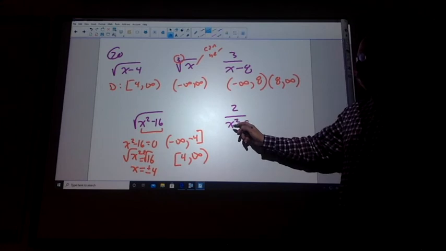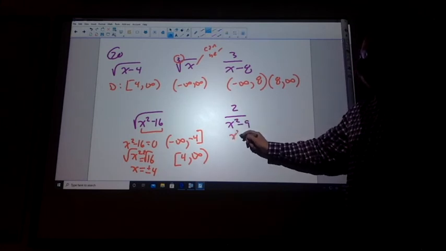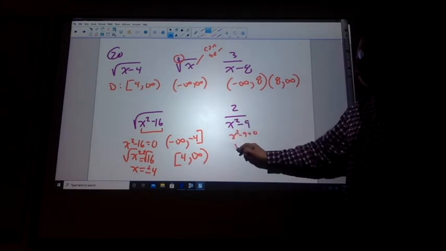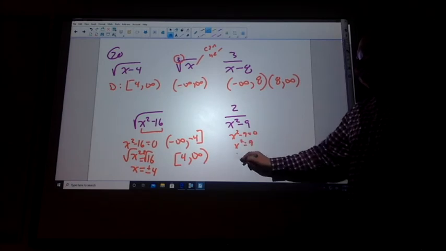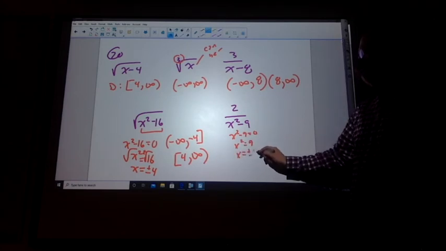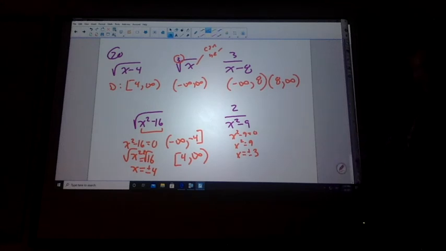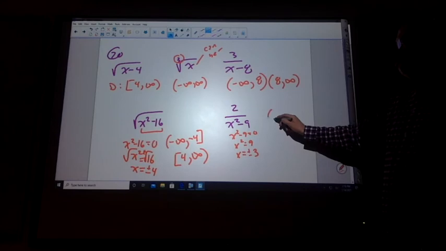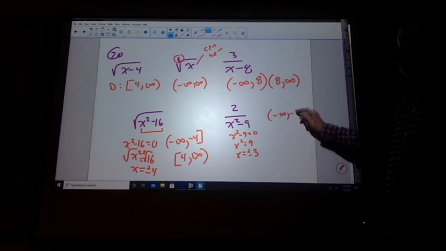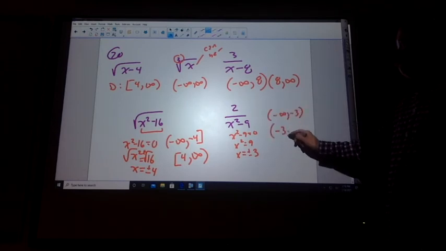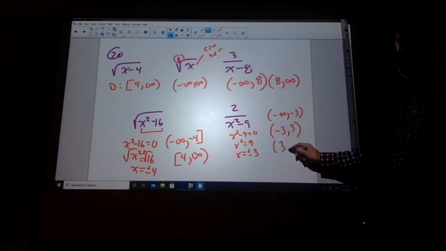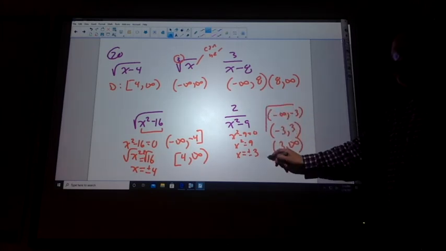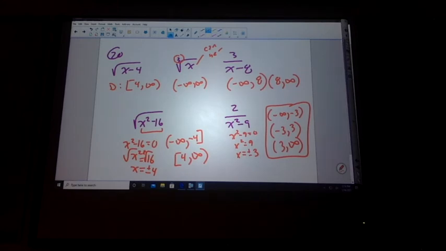And then this one. Same kind of idea. If I said x squared minus 9 equal to 0, add 9 to both sides, take the square root, don't forget the plus or minus. There's only two values here that don't work. Everything else does work. So the domain of this one goes negative infinity to negative 3, negative 3 to 3, 3 to infinity. So this one has like a domain on steroids.